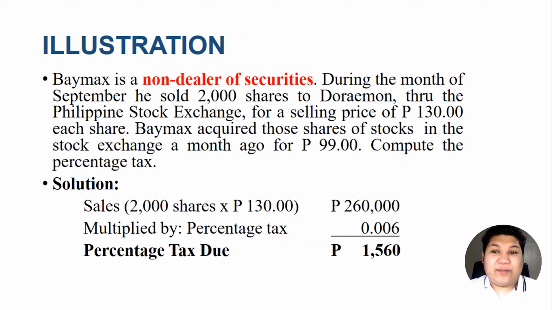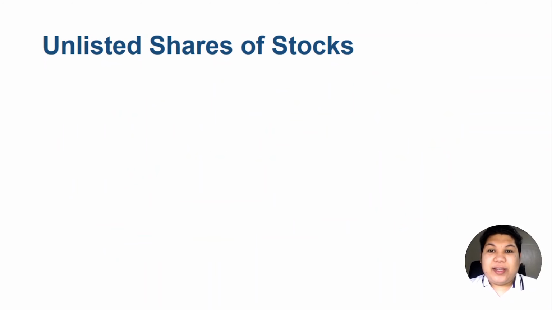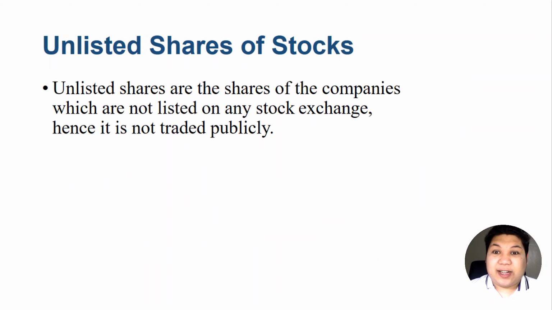So that is very easy to memorize because you will just have to multiply the 6 over 10 of 1% to the gross selling price for listed shares. How about unlisted shares of stocks? Unlisted shares are the shares of companies which are not listed on any stock exchange. Hence, they are not publicly traded.